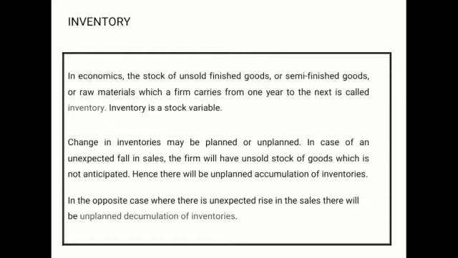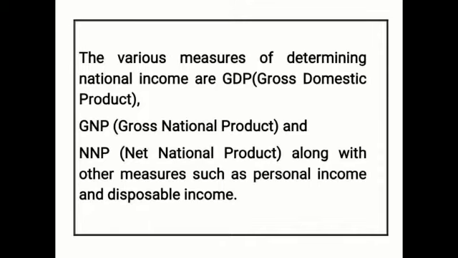Children, now we are moving to discuss some of the most important concepts of this lesson. That is gross domestic product, gross national product GNP, net national product NNP, personal income, disposable income, etc. What is GDP? GDP stands for gross domestic product. It is the value of all final goods and services produced inside a nation during one year.